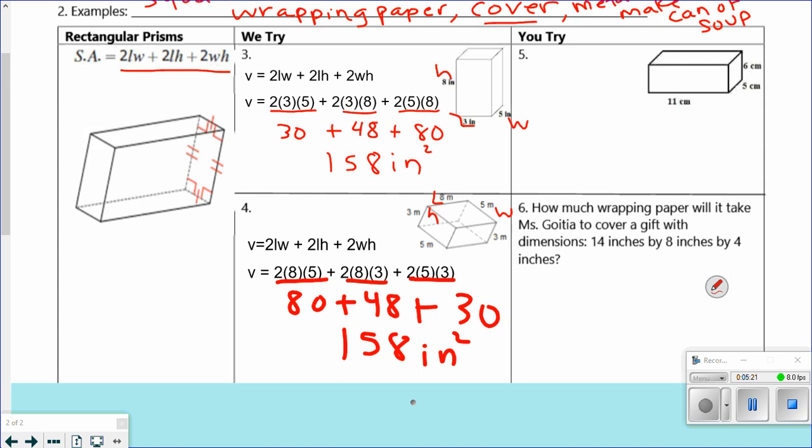All right, go ahead and pause the video and you can do 5 and 6 on your own. Again, you are pausing the video to do 5 and 6. When you finish, raise your hand and I'll come and check.